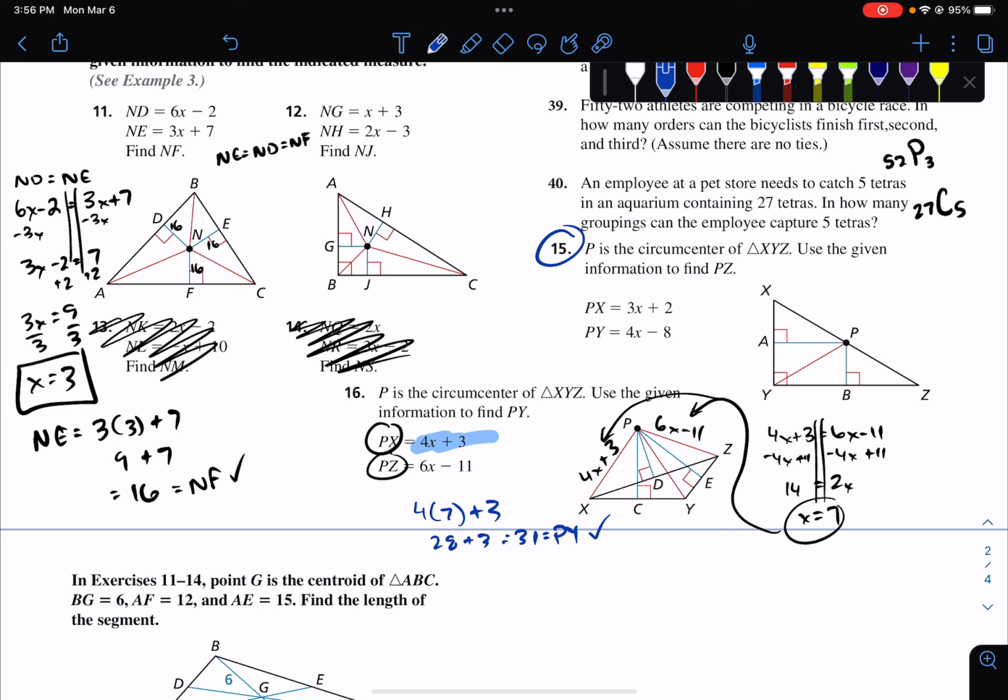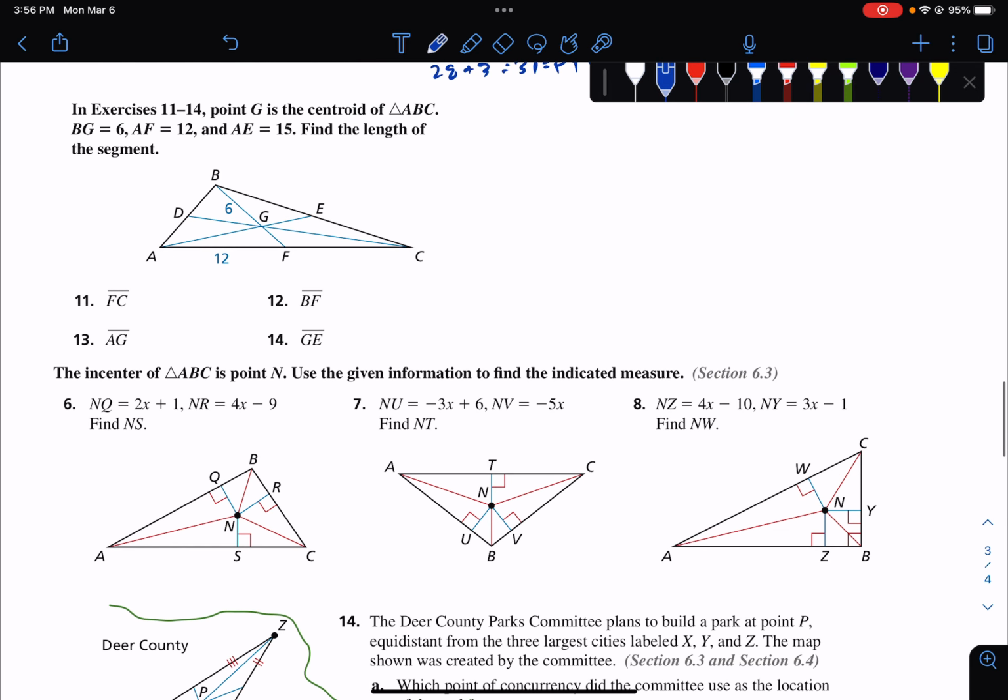15 up here, same thing. The circumcenter is the same distance from the corners. So this length and this length and this length are the same. This one looks a little bit weird because it's a right triangle. So the circumcenter actually lands on the triangle itself. Which happens with a 90-degree triangle. So, all right, moving on.